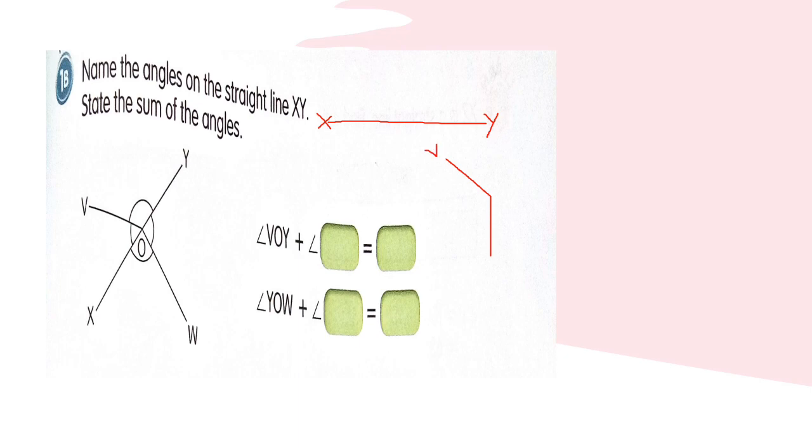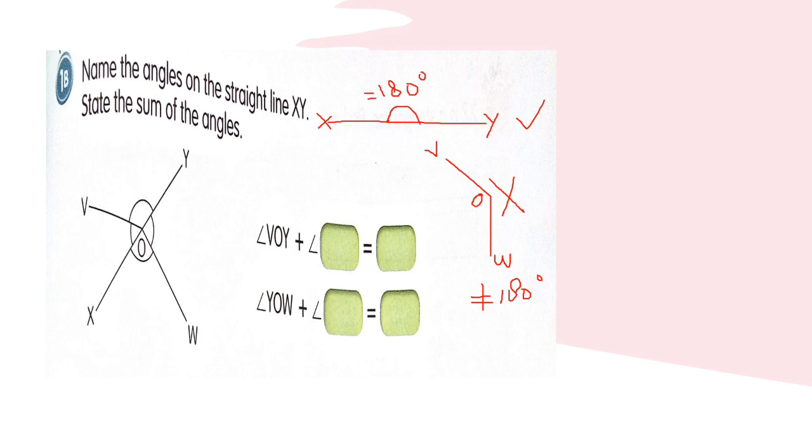This is V, this is O, and this is W. Is this line a straight line? No. So it won't be equal 180 degrees. But is this a straight line? Yes. So it will be 180 degrees. The sum of all the angles will be equal 180 degrees.